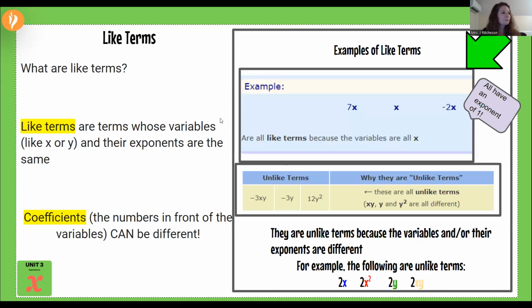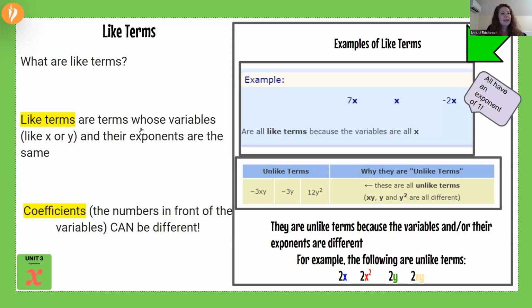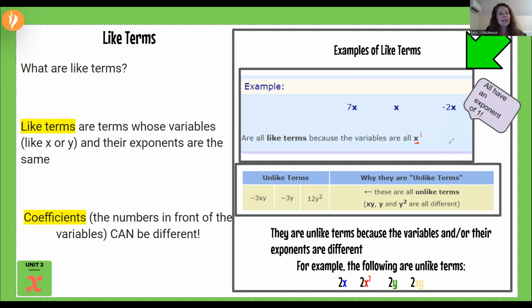All right, so we started talking about like terms earlier. So these are all like terms over here. 7x, x, and negative 2x are all like terms because they all have the variable of x raised to the first power. So anytime we don't see an exponent, it's automatically 1, just like the number 8 is actually 8 raised to the power of 1. But if the exponent is only 1, you don't have to write it. So technically, these all have the same variable and the same exponent of 1.